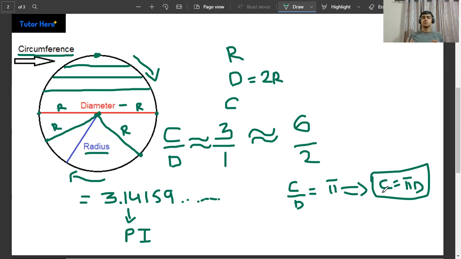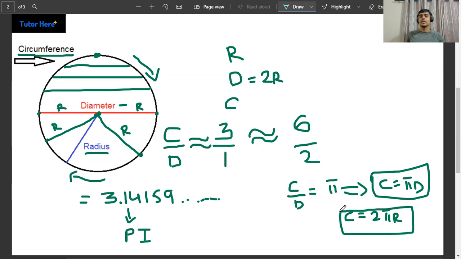Now, let's say you want to find out the relationship between the circumference and the radius. That should not be difficult to find, because you already know the relationship between diameter and radius, and diameter is equal to 2 times the radius. So let's substitute that value in this equation. So it will be circumference is equal to 2 pi r, because diameter is equal to 2r. So here is the relationship. So what we've established over here is the relationships between diameter, radius, and circumference.